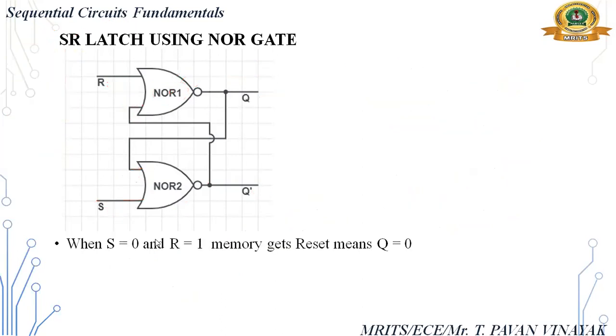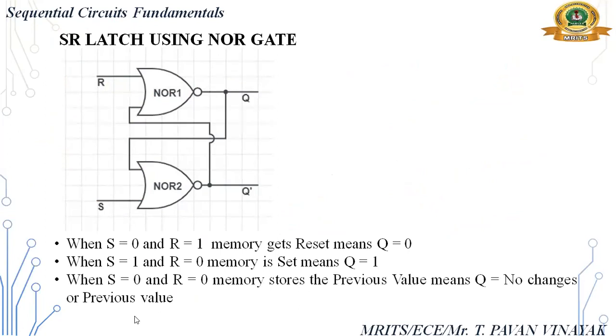So see, when S is 0, R is 1, memory is reset. So Q is 0. When S is 1, R is 0, memory is set, means Q is equal to 1. When S is 0, R is 0, memory stores the previous value. When S is 1, R is 1, it is invalid state.